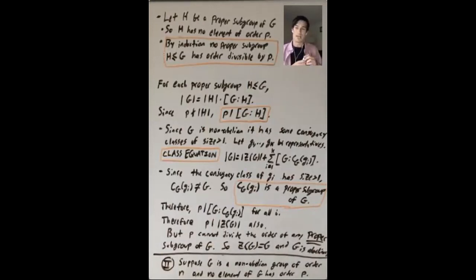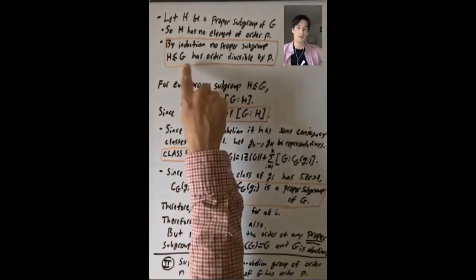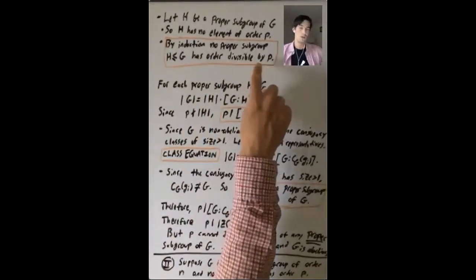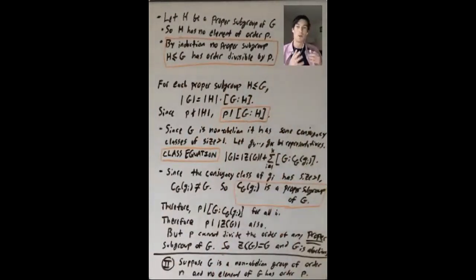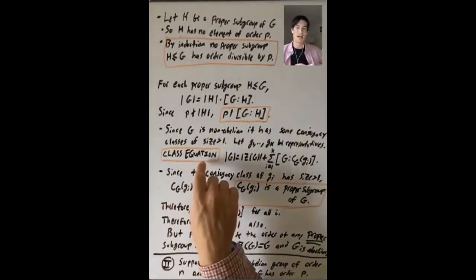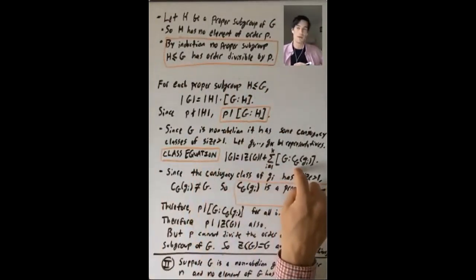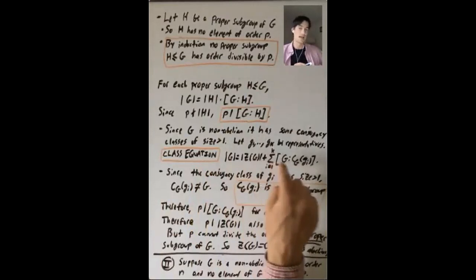Okay, so what about the general case? Same idea, induction on the size of the group. You already know the case when G is abelian. So the only case left is G is non-abelian and it has no element of order P. And then the big idea is, what does induction tell you? Induction says no proper subgroup has order divisible by P, which means that P divides the index of every proper subgroup. What do you do with that? You do the class equation and look at what it tells you about each term in the class equation mod P.